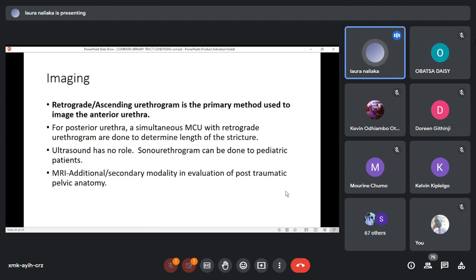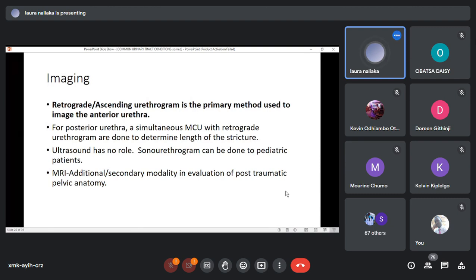So for imaging, we usually do both ascending urethrogram and MCU, but ascending urethrogram is the primary method used to assess the anterior urethra. Especially if you're suspecting penile urethral strictures, you'll just do an ascending urethrogram. For the posterior urethra, you have to do a simultaneous MCU and retrograde urethrogram to determine the extent or the length of the stricture. Ultrasound has no role in evaluation of urethral strictures, but for pediatric patients, you can do a sonourethrogram, which is rarely done.